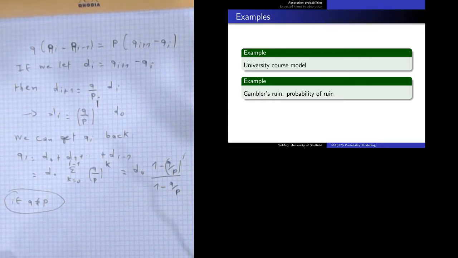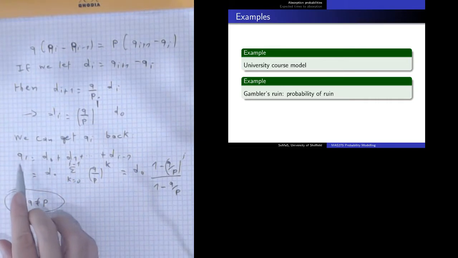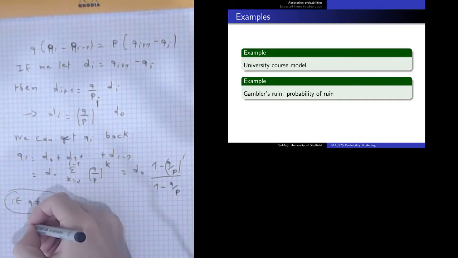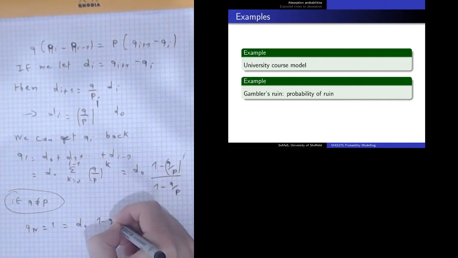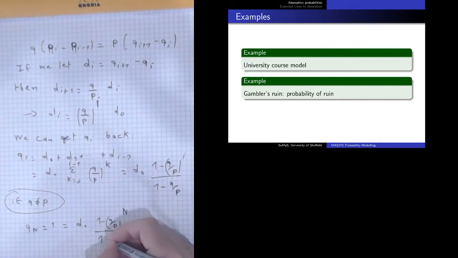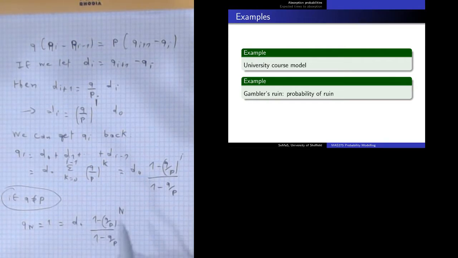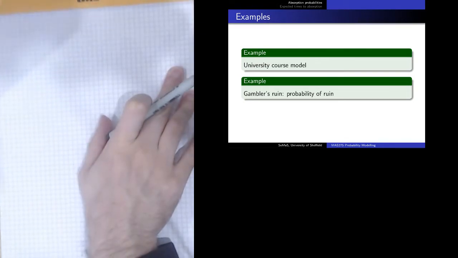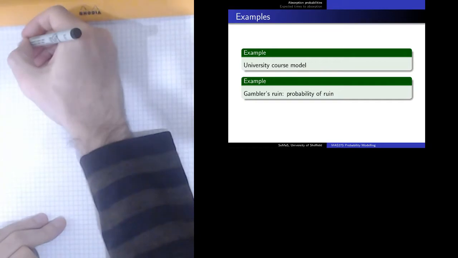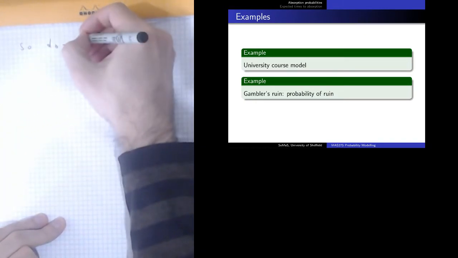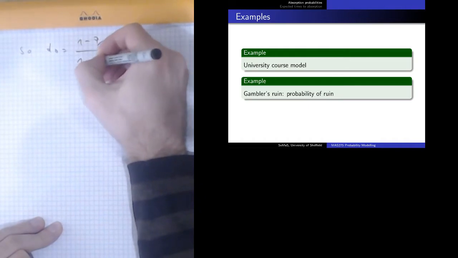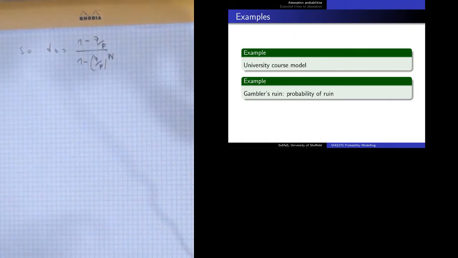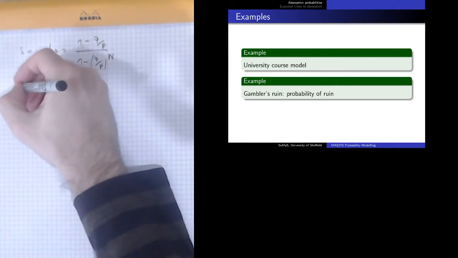Well, we can use the boundary conditions to find d0. We know in particular that Q_N, capital N, is equal to 1. And that's all we need, really. Q_N is equal to 1, which is equal to d0 times (1 minus (q over p) to the power N) divided by (1 minus q over p). So d0 is the inverse of that. So d0 is (1 minus q over p) divided by (1 minus (q over p) to the power N). And so we get our conclusion.